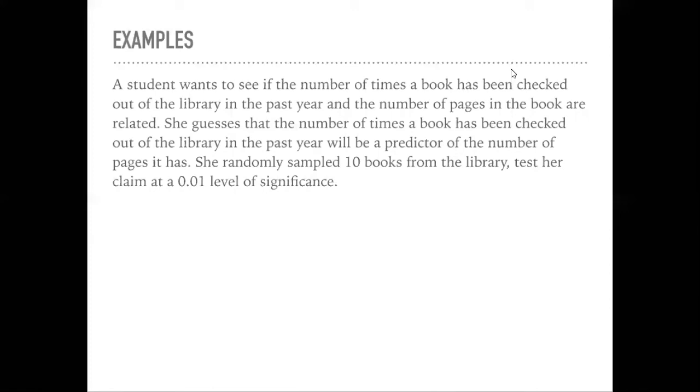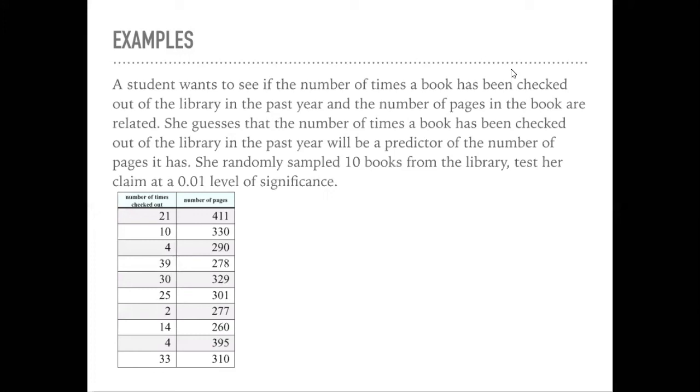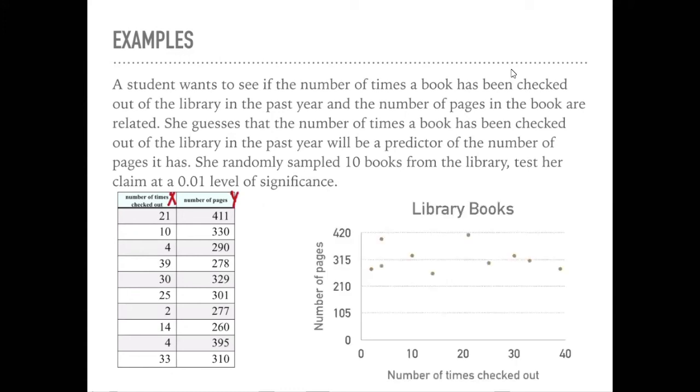Maybe she's hoping to find a really short book, and she's saying, okay, if it's been checked out a lot more, then maybe it's a shorter book to read. So let's look at her data and create a scatter plot to look at it. With a scatter plot, we would have X's and Y's. Since she thinks the number of times it's been checked out is a predictor, we would say, let's go back, I pressed the wrong button. We would say that this is X and this is Y, and we would draw a scatter plot.